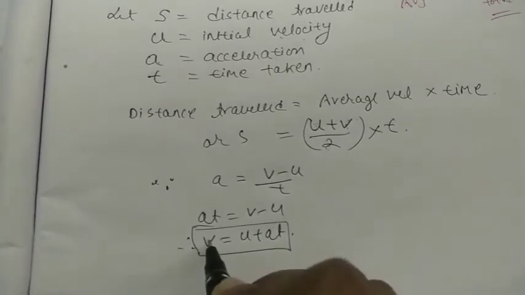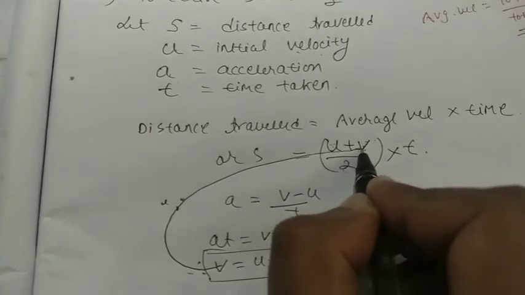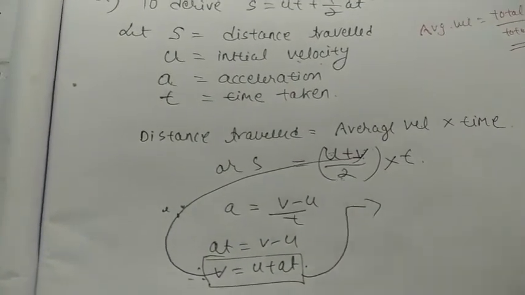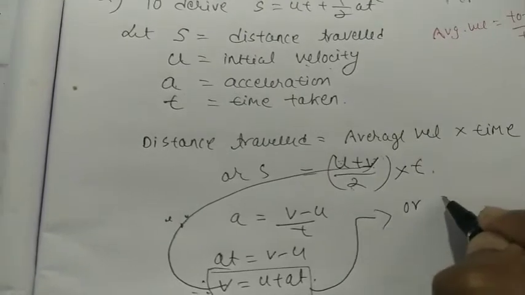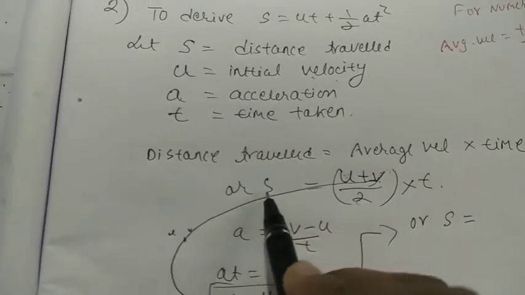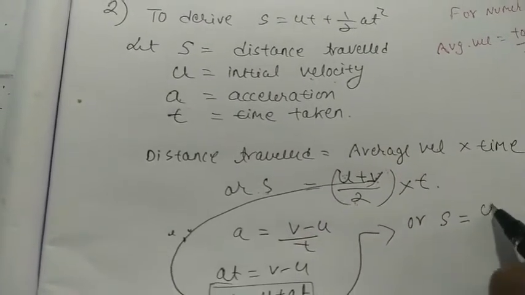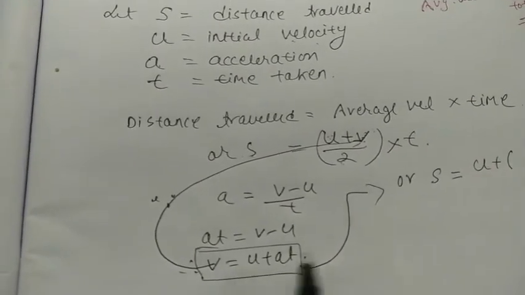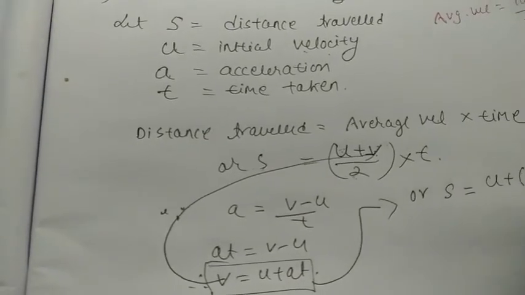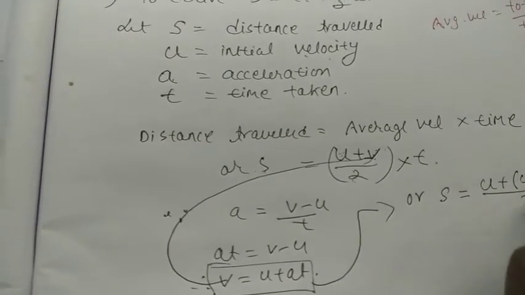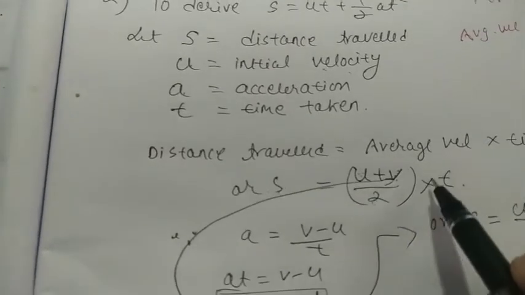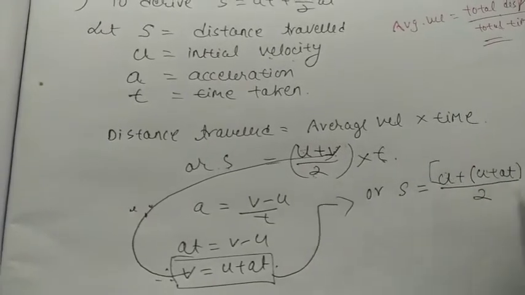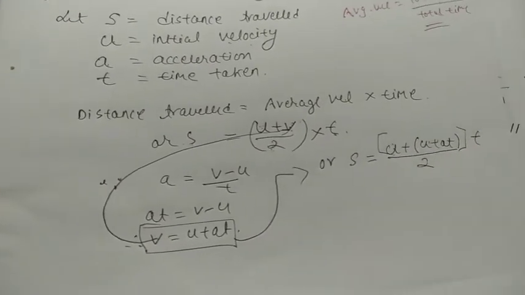We'll put the value of v from here to there. I'll be writing out here, s equals, I am continuing from here, s equals u plus, in place of v I will write down u plus at. u plus at, 2 will be dividing both, and there is a multiplication sign t out here which will be multiplying both these things. So I'll multiply t from outside.